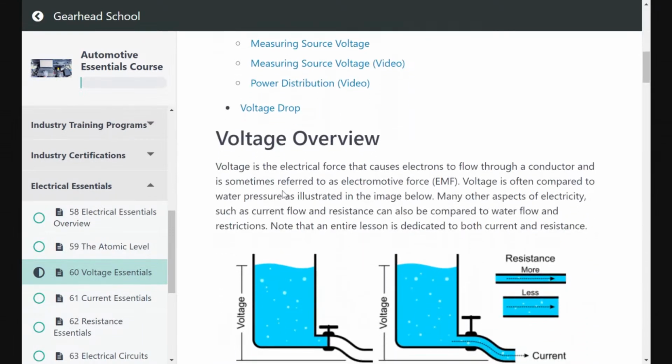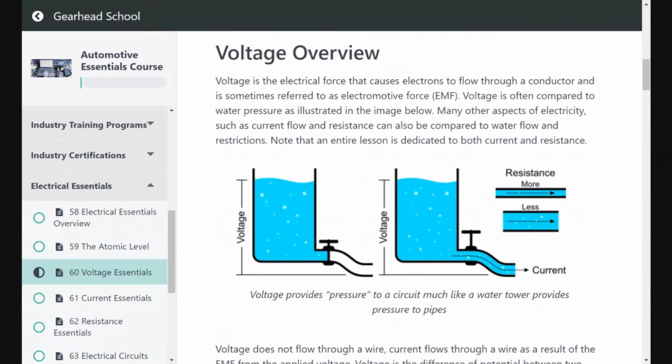A lot of times you use the water analogy with voltage, with DC electricity. Think of voltage as pressure. Voltage does not flow through a wire. What goes through the wire is current. Sometimes you'll read books that say EMF, electromotive force. We can use water as a great analogy, and voltage is pressure.